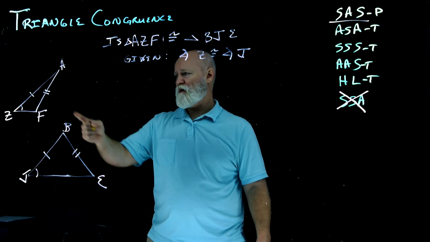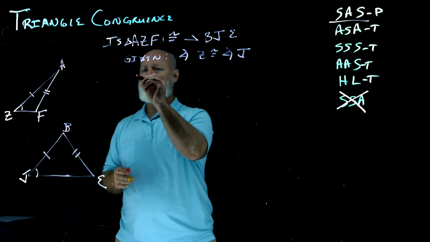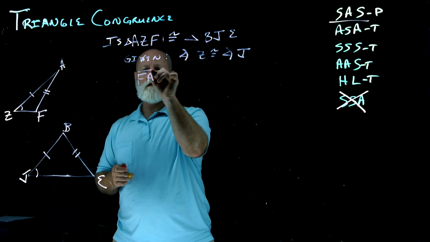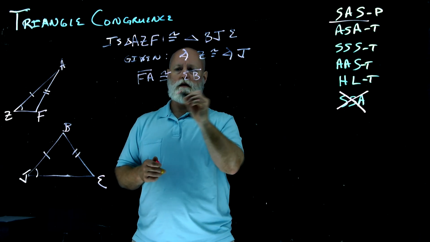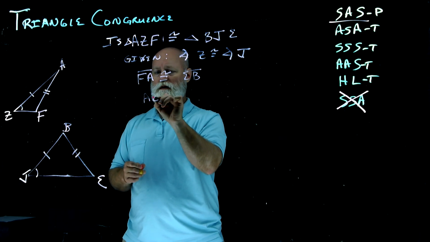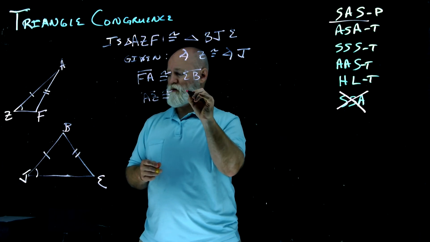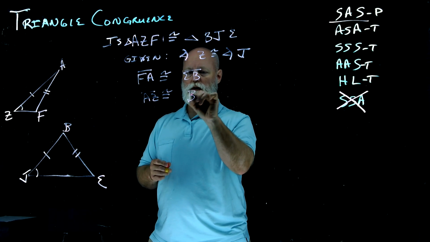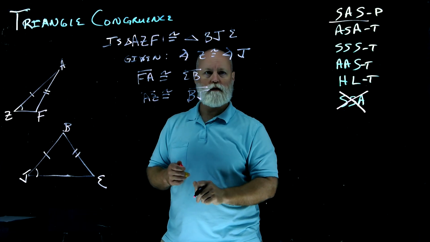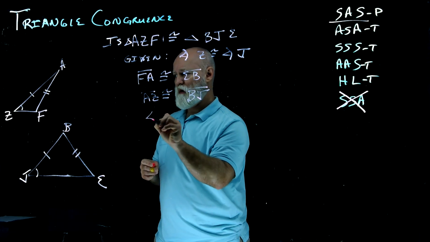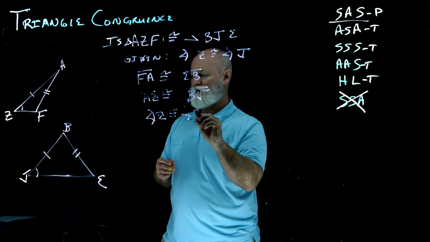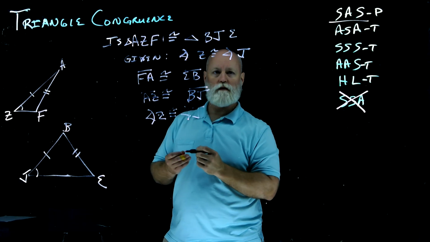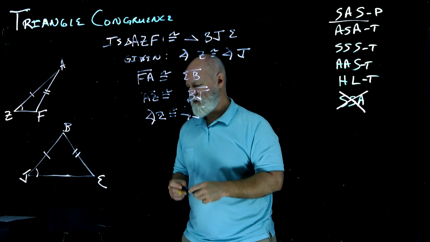So what I have here is FA congruent to BE. We have AZ congruent to BJ, right? And then we have angle Z congruent to angle J, right? Those are our three givens.